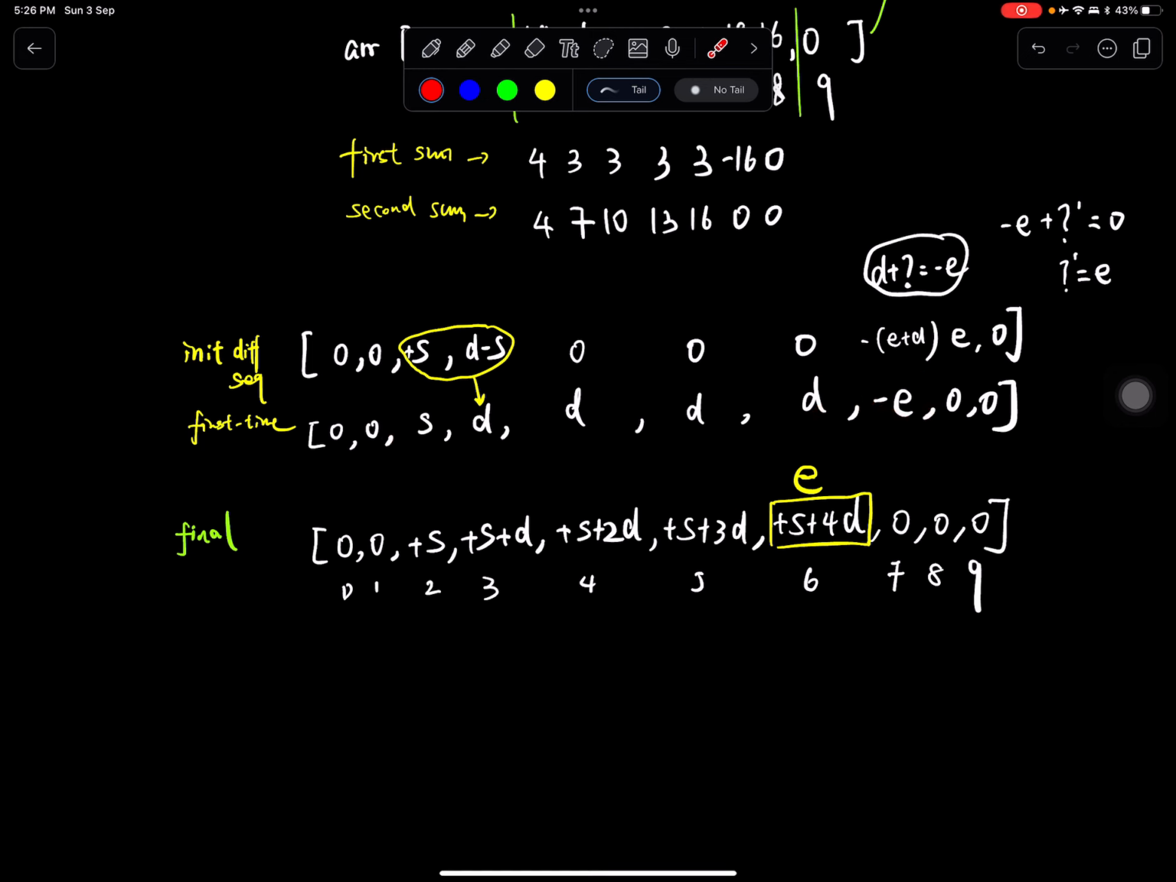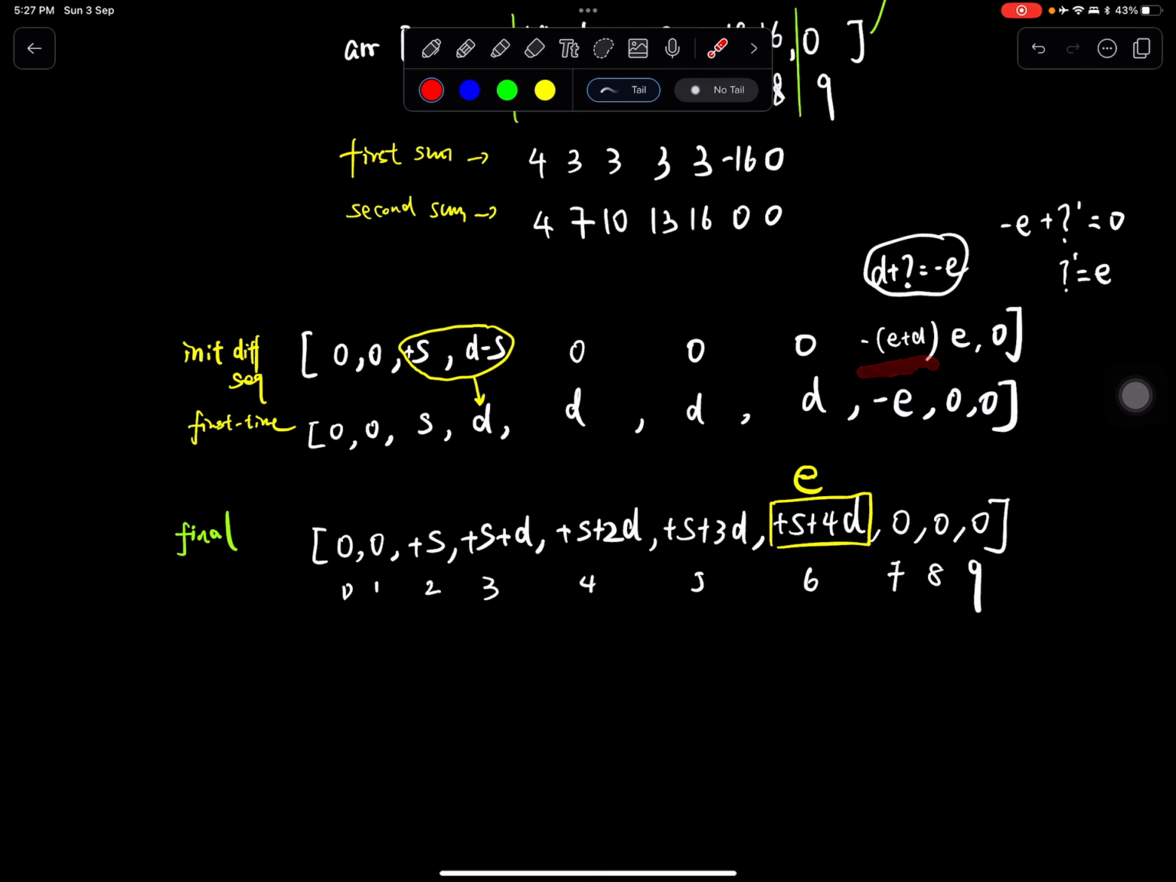So then you can try to derive for the initial difference sequence. So this whole thing is d. This thing is s. This thing is d. But in order to get d, here's 0. In order to get d, here's 0. In order to get d, here's 0. Then in order to get minus e, you have to be minus e plus d.